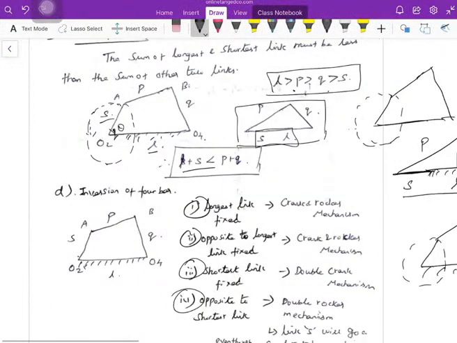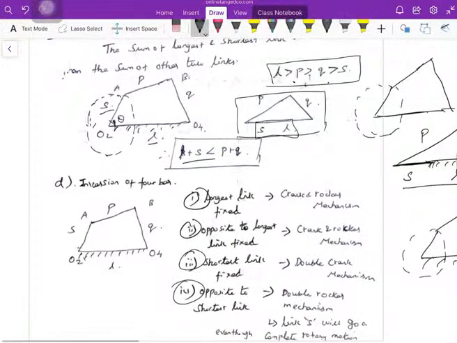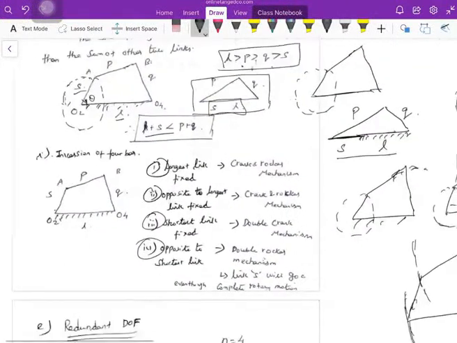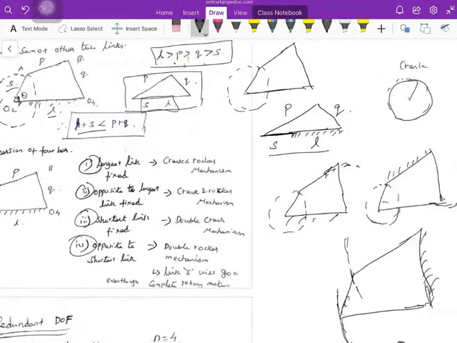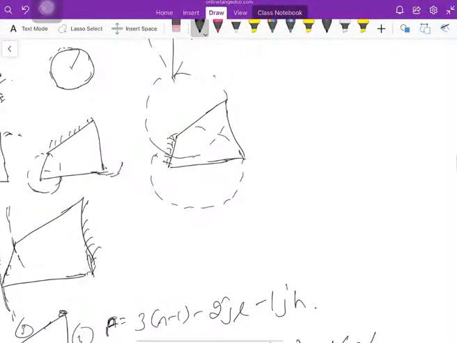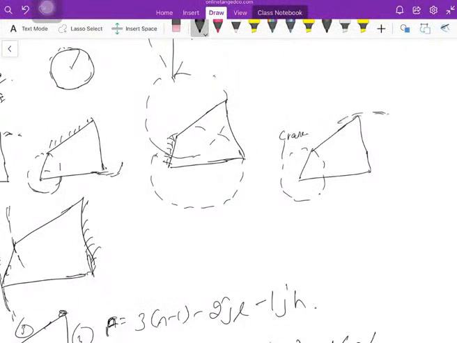Note down the equation. Yesterday some of the inversions of the four bar were discussed. If I fix the longest link, I will get a crank and rocker mechanism. What does a crank mean? Suppose this is a four bar mechanism. A crank means a full rotation. A link which goes through a full rotation is nothing but a crank. A link which oscillates about a point is nothing but a rocker.